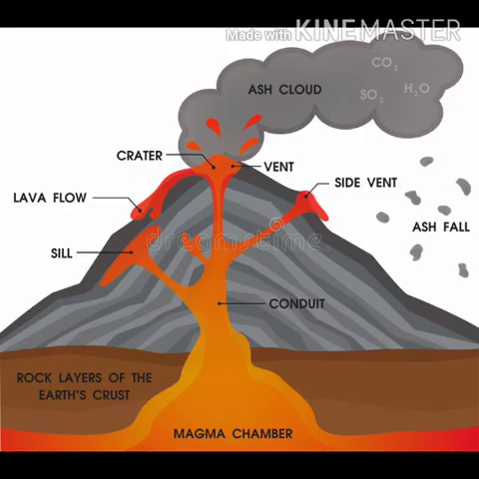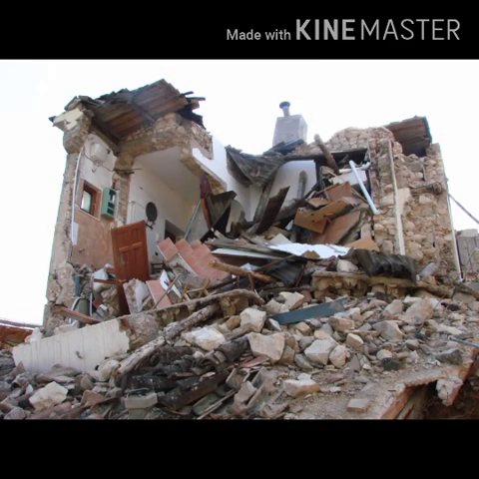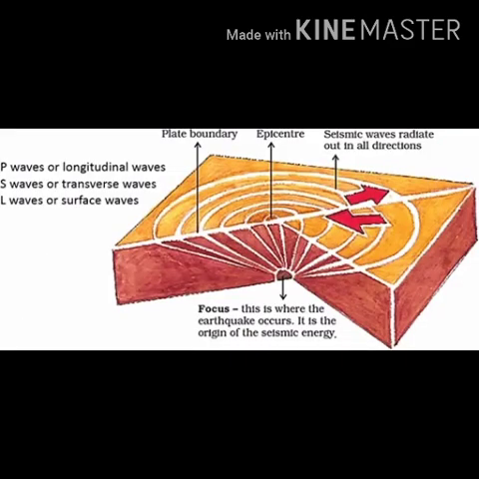Similarly, when the lithospheric plates move, the surface of the earth vibrates. The vibration can travel all around the earth. These vibrations are called earthquakes. What is the cause of earthquakes? When the lithospheric plates move, the surface of the earth vibrates. These vibrations can travel all around the earth. These vibrations are called earthquakes.